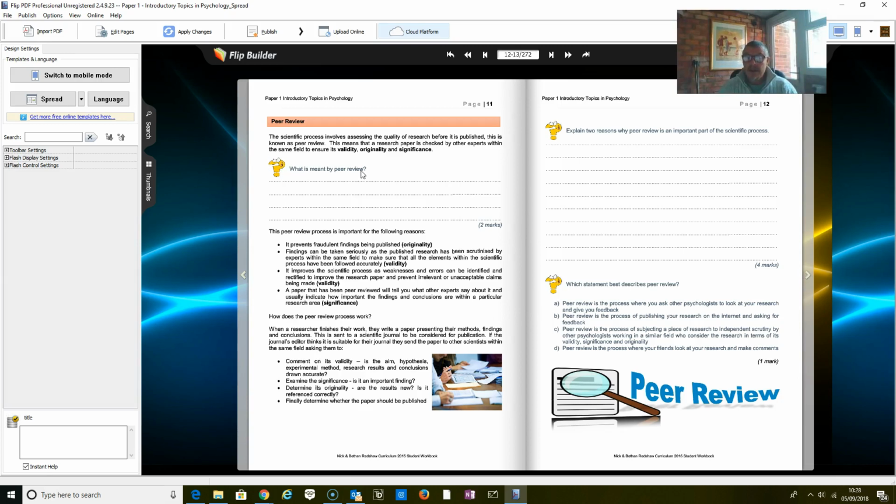Right then, so little question in our workbook here. What is meant by peer review? 2 marks. Well, a little bit of a clue here. It's just here. There's no trick question. As I said at the very beginning, in the first lesson, we give you just what you need to get you the marks. So the answer, peer review, is when a research paper is checked by other experts within the same field to ensure its validity, originality and significance. 2 marks.